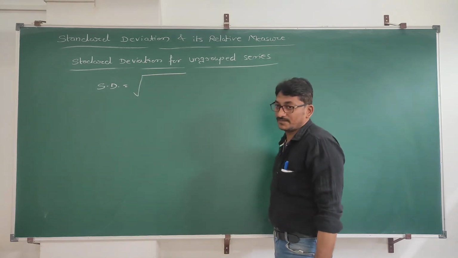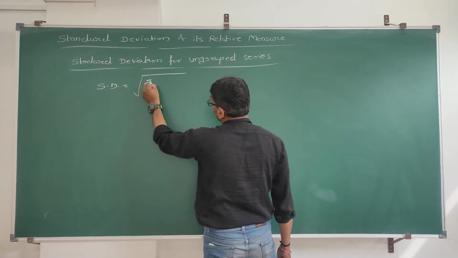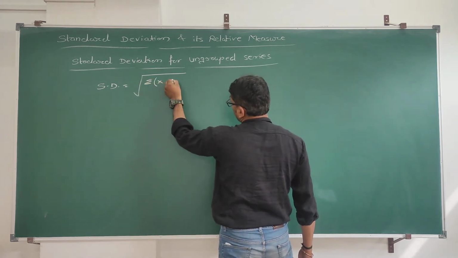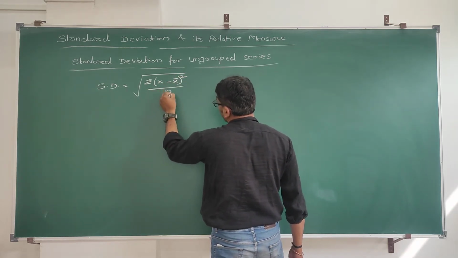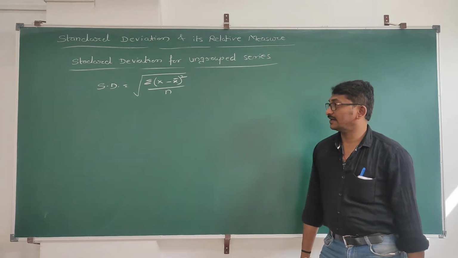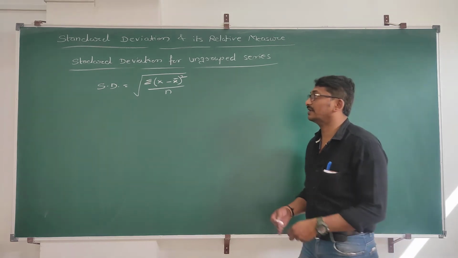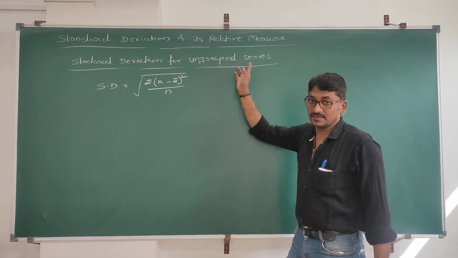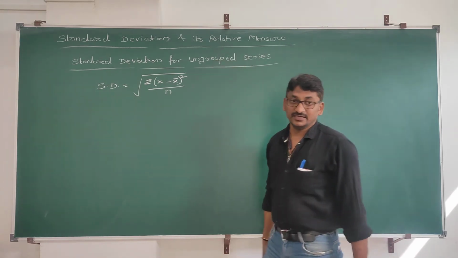root of summation into bracket x minus x bar, bracket complete the whole square, divided by small n. This is the formula to calculate standard deviation for which series? Ungrouped series. Okay. I'll give the formula of coefficient of variation also.